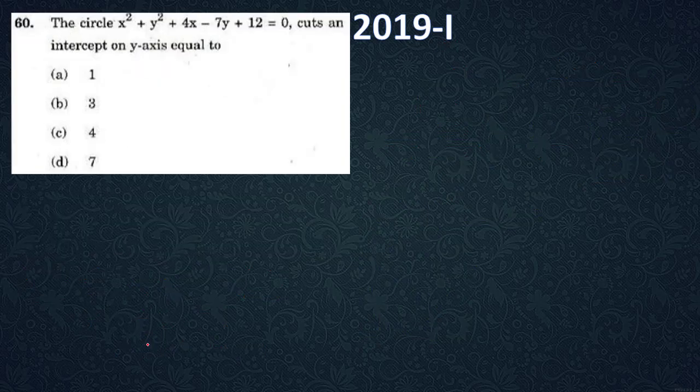Very good. Next question. The circle x square plus y square plus 4x minus 7y plus 12 equals to 0 cuts intercept on y axis equal to.